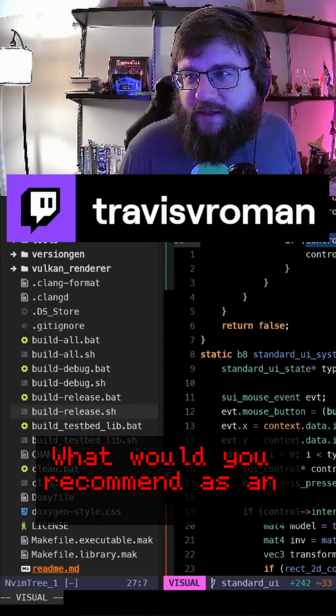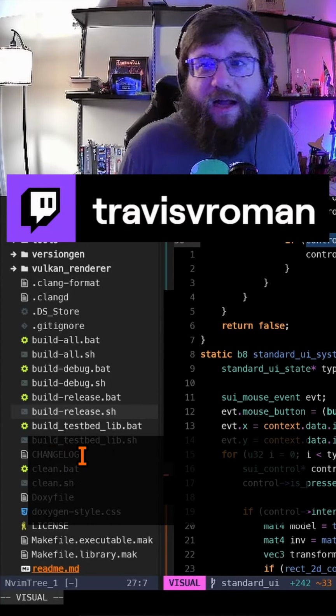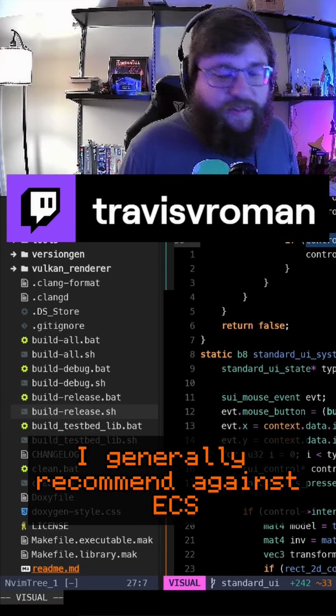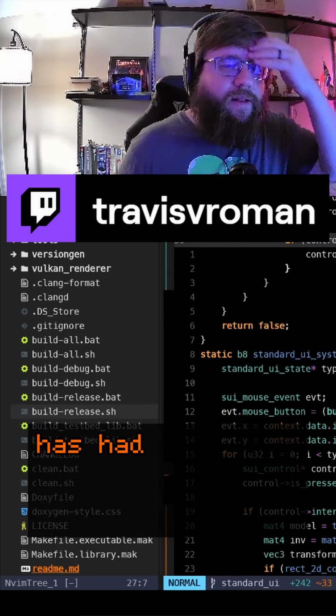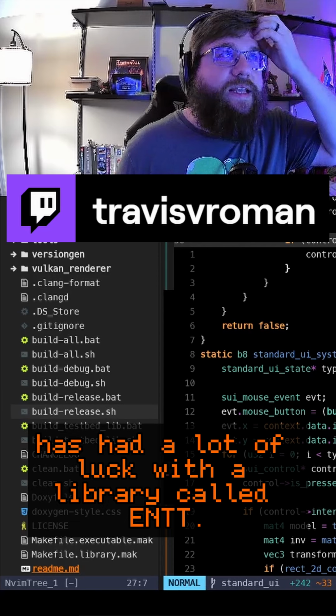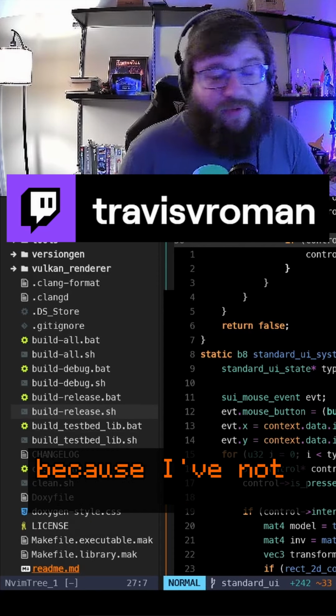What would you recommend as an ECS system, or would you recommend against it? I generally recommend against ECS. I know the Cherno has had a lot of luck with a library called ENTT. I can't really talk about that because I've not used it myself.